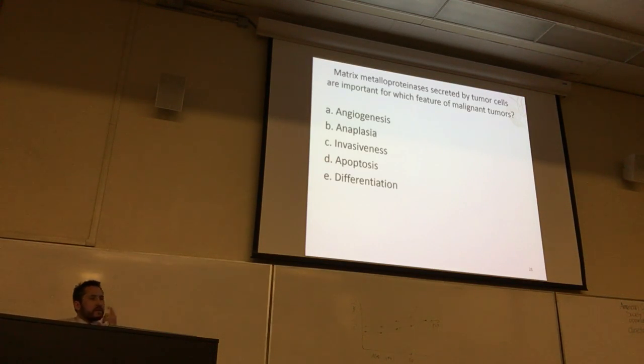incidences and causes, but let's answer this question. Matrix metalloproteases secreted by tumor cells are important for which feature of malignant tumors? A, angiogenesis, B, anaplasia, C, invasiveness, D, apoptosis, or E, differentiation. C, invasiveness. Why? I agree, but why? Matrix metalloproteases, yeah. Perfect. Thus allowing it to be more invasive and go somewhere else. Okay? So that's an example of how I write a test question on that.